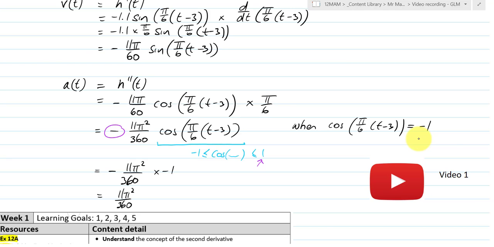So there's a couple of examples of how we might apply the second derivative and what it means. All the best.